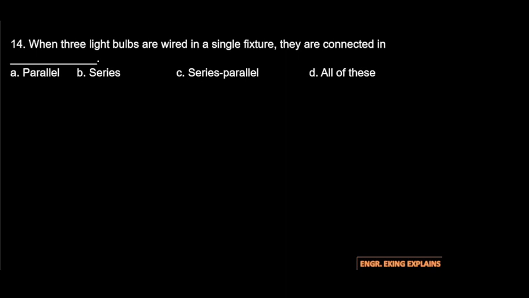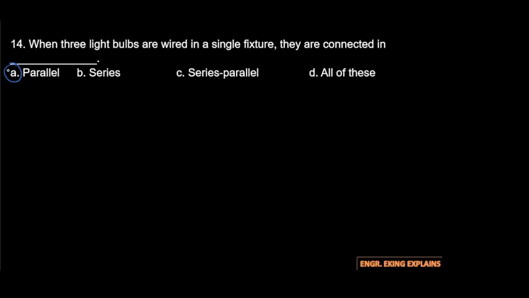When 3 light bulbs are wired in a single fixture, they are connected in blank. So what is the connection when three bulbs are combined in a single fixture? Is it connected in parallel, in series, series parallel, or all of these? Okay, so the correct answer for this one is in parallel. To utilize the maximum output of our light, we will connect it in parallel, even if that is included in a single fixture.